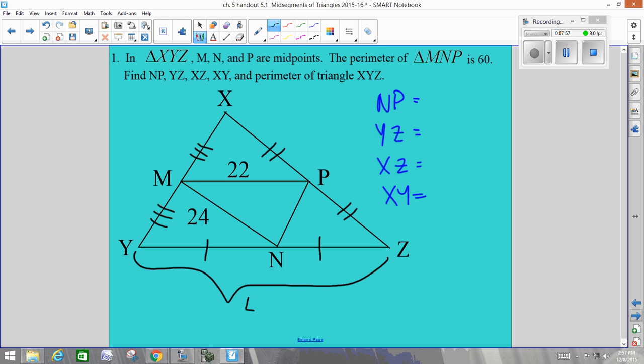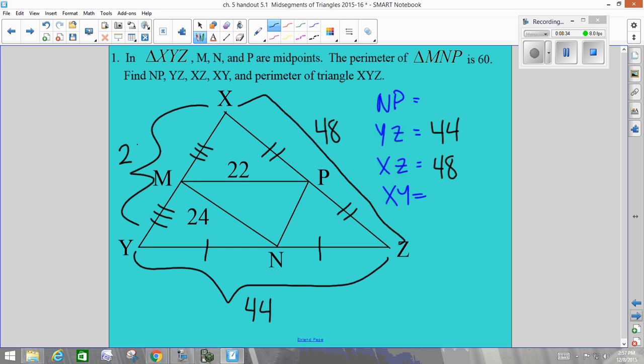YZ would equal 44. What do you guys think? Yay or nay? Yay? You can't agree to your own thing. Okay, somebody else. Trevor. XZ is 48. The rest of you, yay or nay? Yay, good job. Somebody else. Brian? XY is 28. Yay or nay?